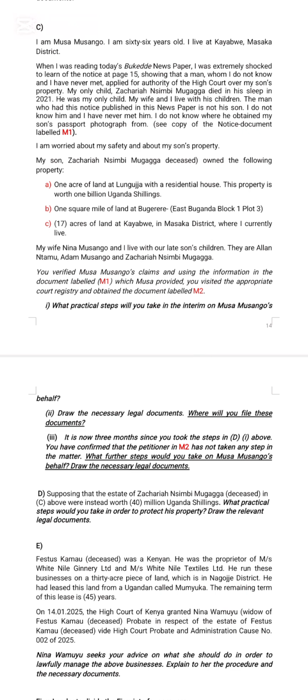My only child, Zachary Simbi Mugaga, died in his sleep in 2021. He was my only child. My wife and I live with his children. The man who had his notice published in this newspaper is not his son. I don't know him, and I have never met him. I do not know where he obtained my son's passport photograph from. See copy of the notice, document labeled M1.